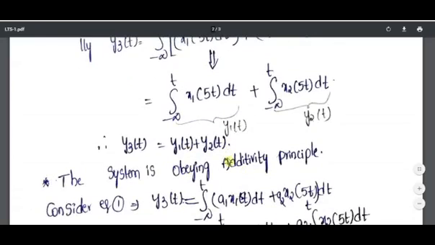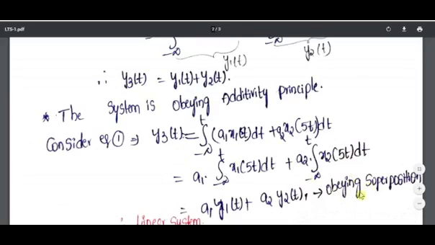Now, it is obeying additivity, which means I need to check the second condition, that is superposition. So superposition means what? Weighted sum of output should be equal to weighted sum of inputs. So if I apply those scalar quantities at the output side, whether I am getting a weighted sum of individual outputs or not, yes, I am getting.